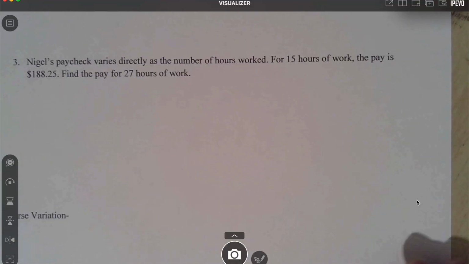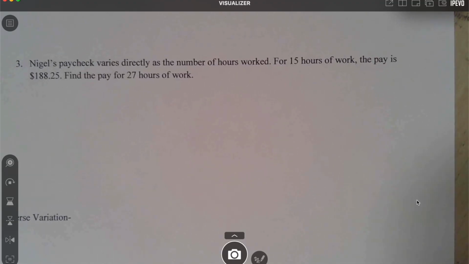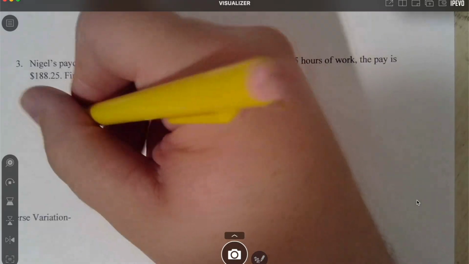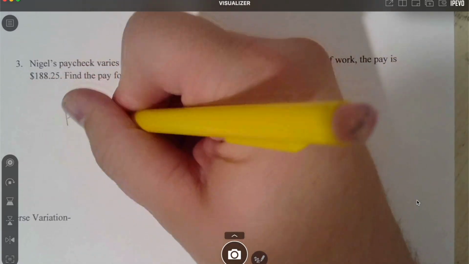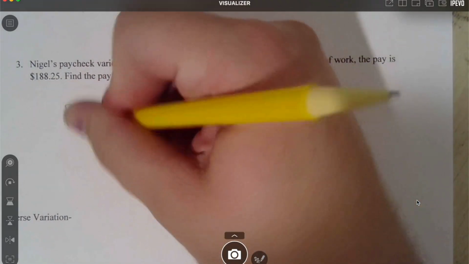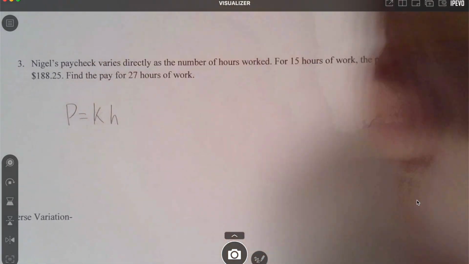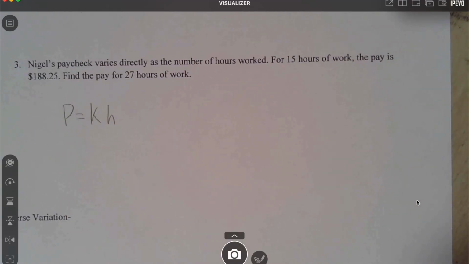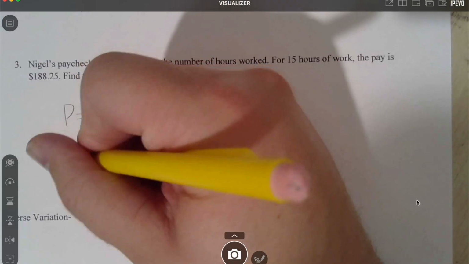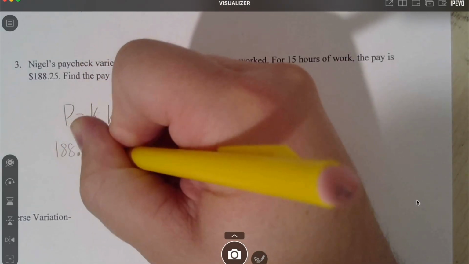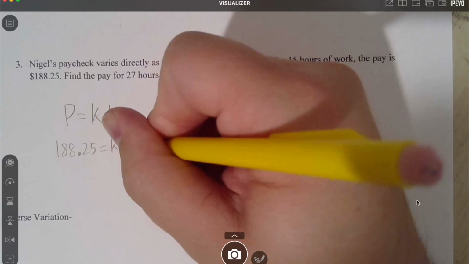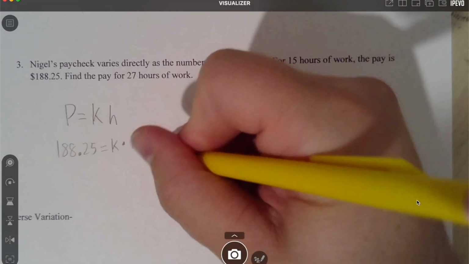Now, here's one that's probably the most obvious example of direct variation, or one that you've probably encountered. Nigel's paycheck varies directly, sorry, I should use K, as the number of hours worked. For 15 hours of work, the pay is $188.25. So $188.25 is the pay for k times 15.